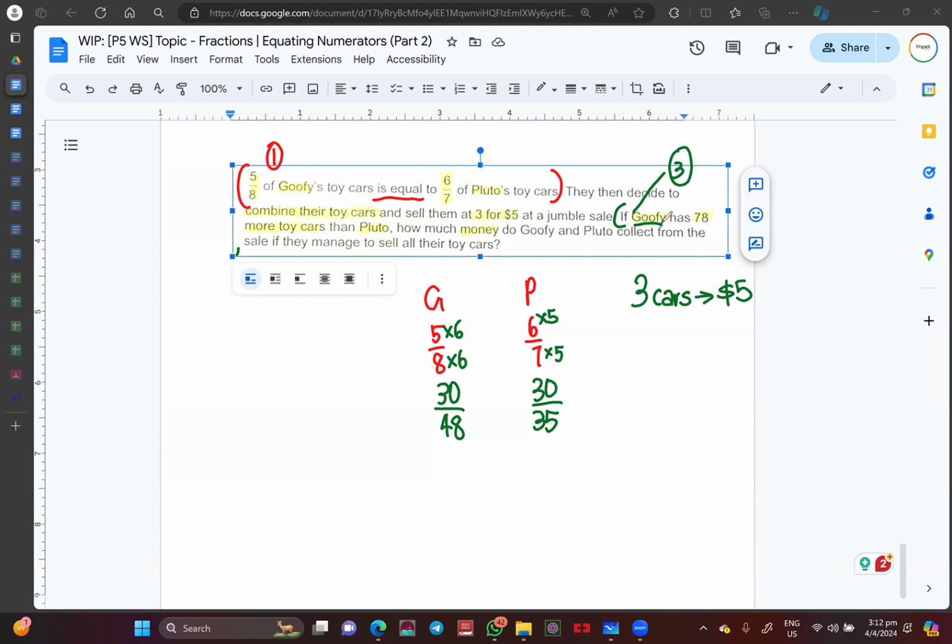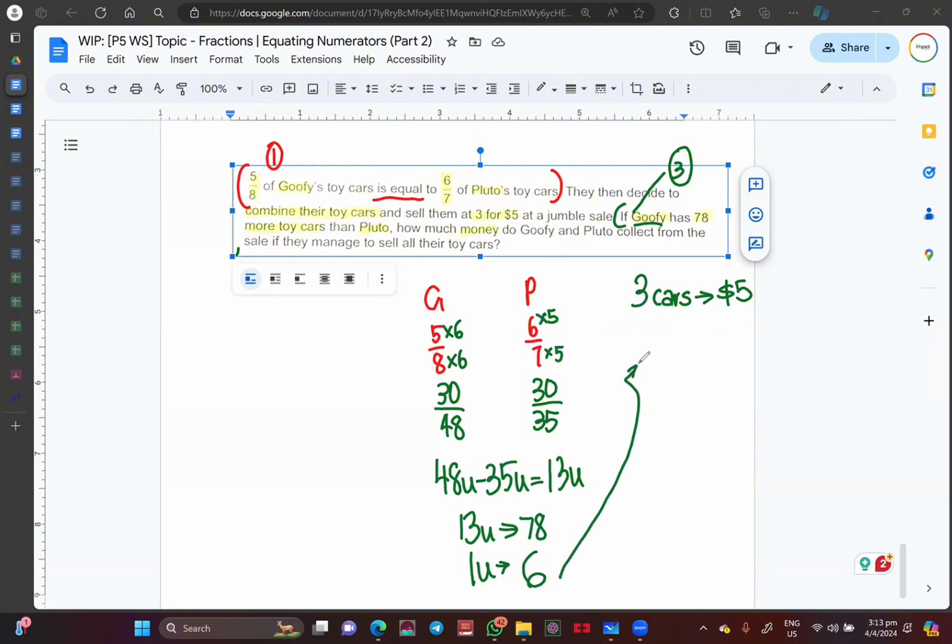What am I supposed to do right here? Write down first, 48 minus 35 units. We get 13 units. And we can see from here that 13 units is actually equal to 78. Make sense? So we find Mr. Green Man first. We do 78 divided by 13, and we get 6.